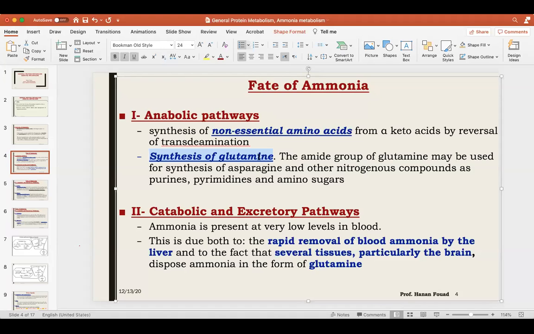So, the anabolic fate of ammonia is the synthesis of non-essential amino acids and the synthesis of glutamine, and glutamine is used in the synthesis of other compounds, such as purine, pyrimidine, and amino sugars.